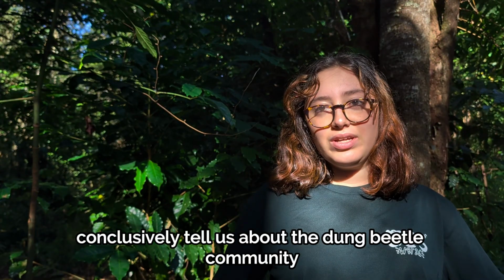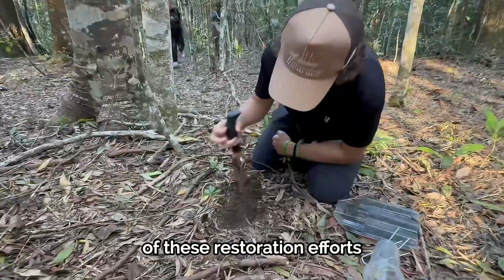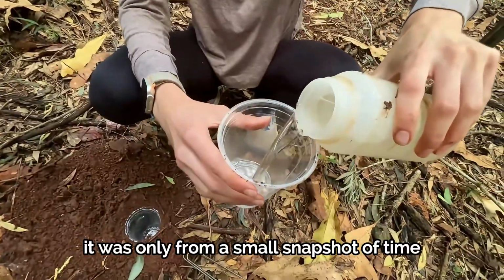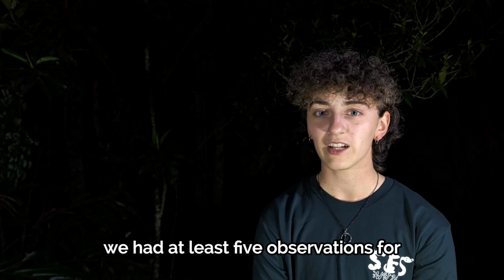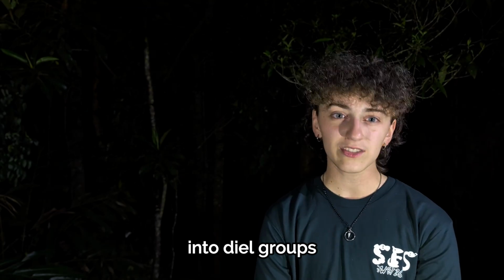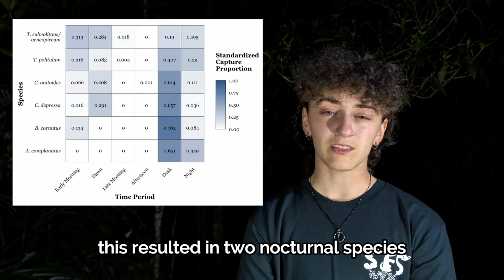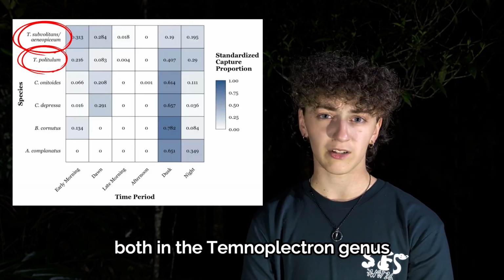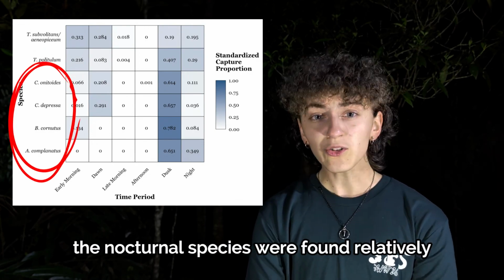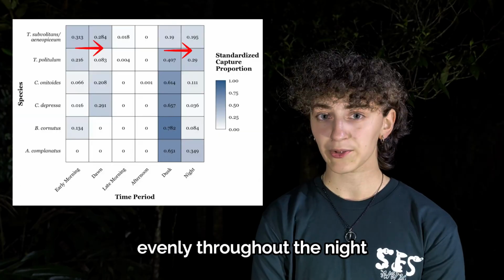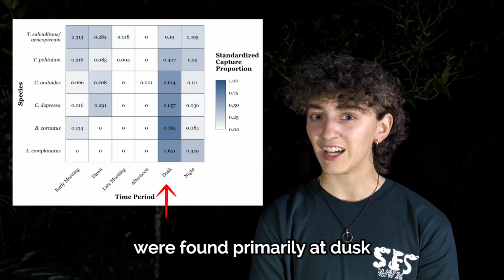While these results conclusively tell us about the dung beetle community here at CRS and the success of these restoration efforts, it was only from a small snapshot of time during one season. We also classified each of the species we had at least 5 observations for into Diel groups based on when they were found throughout the day. This resulted in 2 nocturnal species, both in the Temnoplectrum genus, and 4 crepuscular species. The nocturnal species were found relatively evenly throughout the night, while the crepuscular species were found primarily at dusk.